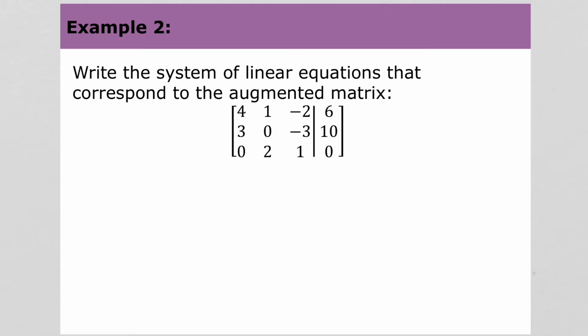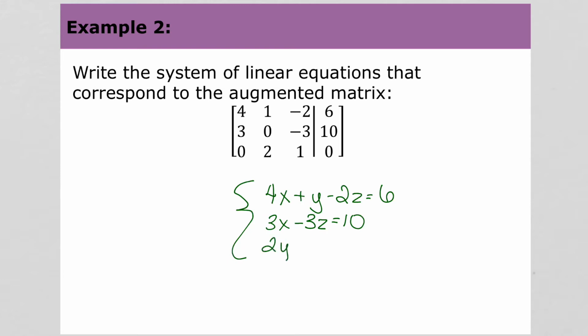Example 2 wants us to go backwards. So write this matrix as a system of linear equations. And so a system of linear equations goes in one brace on the left. And we'll just write 4x. We're not going to put it in any weird order, just straight through, plus 1y minus 2z equals 6. Second row would be 3x. We don't have to worry about the 0y, so minus 3z equals 10. And then 0x, 2y plus 1z equals 0.